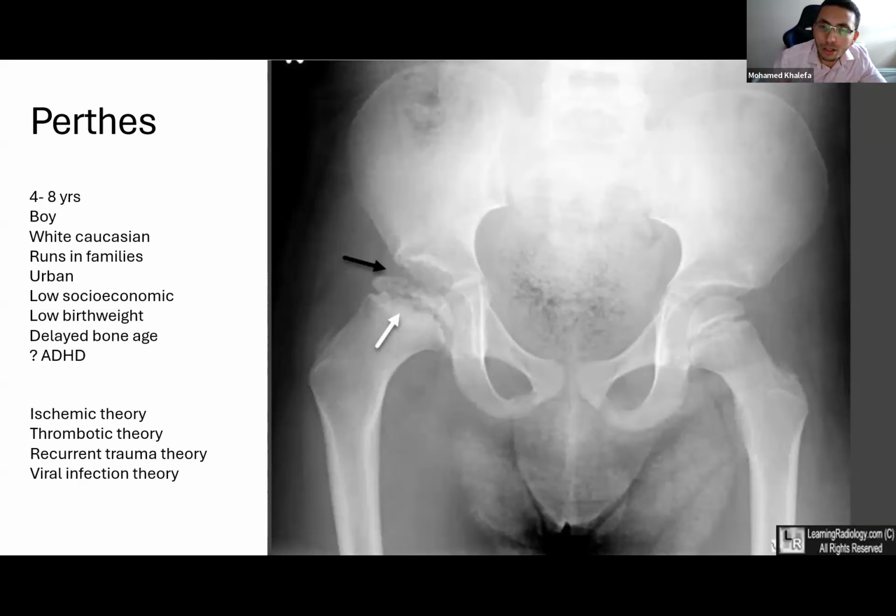It has a better prognosis than AVN in adults. Why? Because it's a growing child with high power for remodeling, okay? But it will look like that. So this is not a fracture, it's not an infection, nothing.